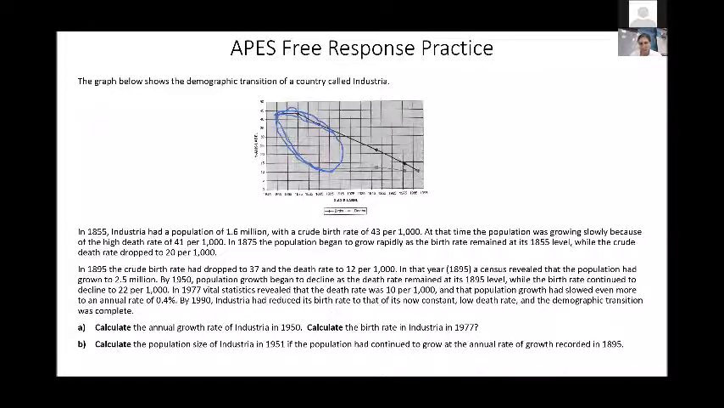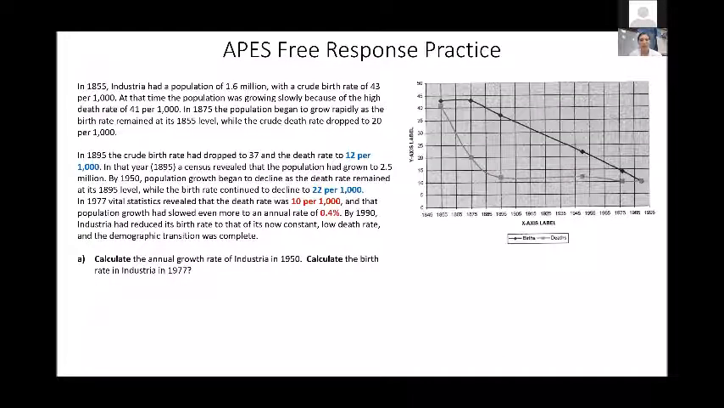By 1990, Industria had reduced its birth rate to that of its now constant low death rate, and the demographic transition was complete. So they are in that post-industrial phase. So they want us to calculate the annual growth rate of Industria in 1950 and calculate the birth rate in Industria in 1977. Also, we need to calculate the population size of Industria in 1951 if the population had continued to grow at that annual rate recorded in 1895. So let's take a look at A first.